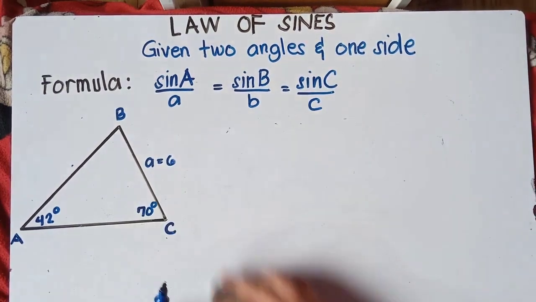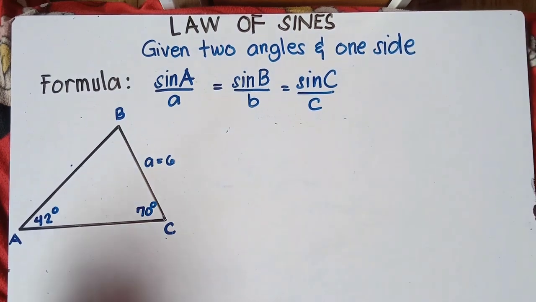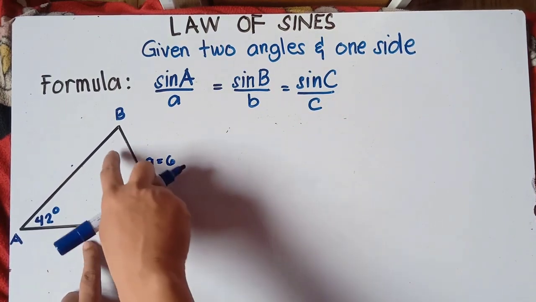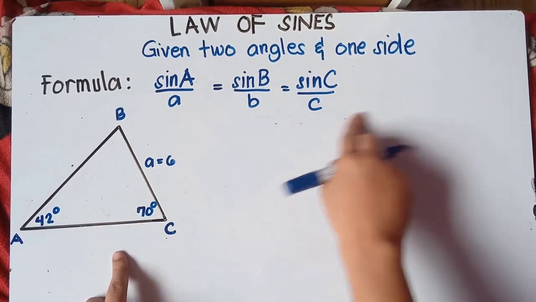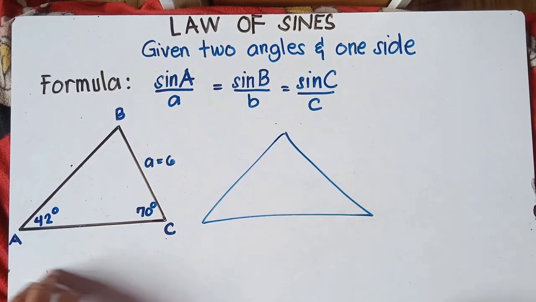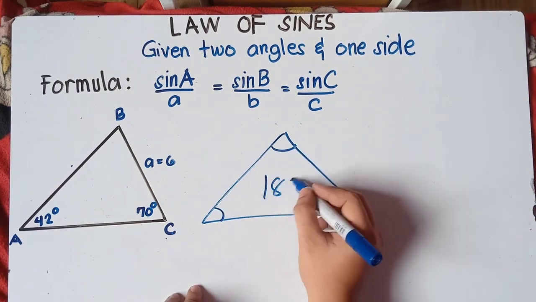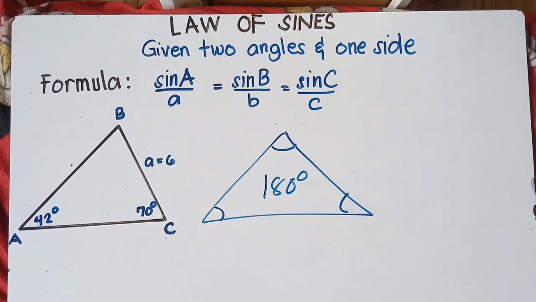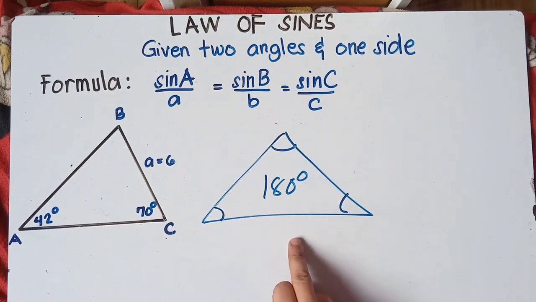Alright, so let's do it, solving all sides and all angles, given two angles and one side. So first thing to do, class, since we already have the two angles, we can find the third angle because according to the sum of interior angles of a triangle, any triangle, whether right, isosceles, equilateral, the sum of these interior angles should be equal to 180 degrees.